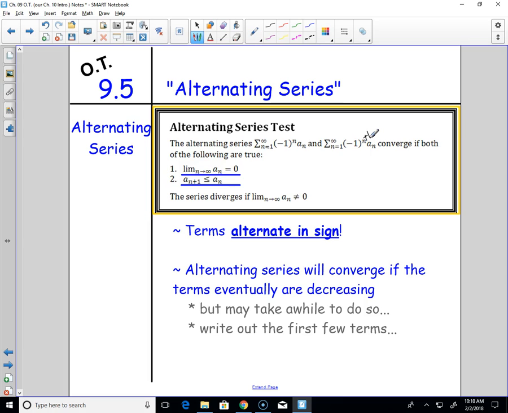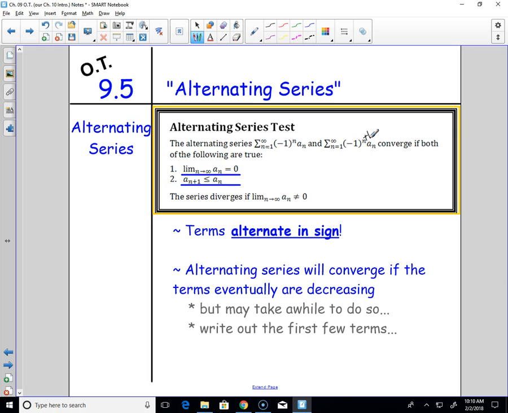The series will diverge if the limit as n goes to infinity of the nth term is not 0 for an alternating series. Now, we already know that, right? If the limit as n goes to infinity isn't 0, who cares if it's alternating or not? Nth term test, it diverges. But it's saying as long as the terms decrease, disregarding the sign, and the nth term goes to 0.